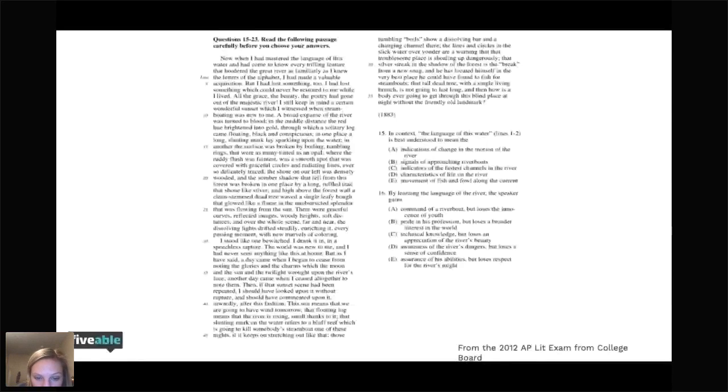D, the awareness of the river's dangers, but loses a sense of confidence. It doesn't really talk about the river being dangerous in the beginning of the passage, so I don't think that would be the right answer, and it doesn't talk about confidence either, so that can't be the right answer. E, assurance of his abilities, but loses respect for the river's might. This could also be a maybe this is right, maybe kind of answer. The assurance of his abilities, maybe just because he's figured out how the river works and behaves and functions.